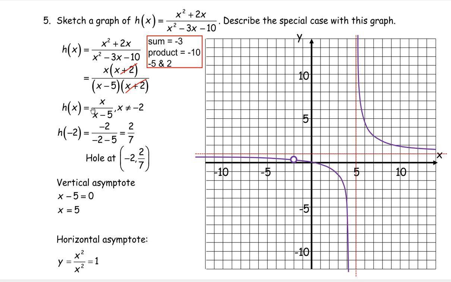And so this function actually has a point that exists there, but this one doesn't. Because if I put negative 2 in place of x, these would both be 0, and it's said to be indeterminate because you have 0 divided by 0.